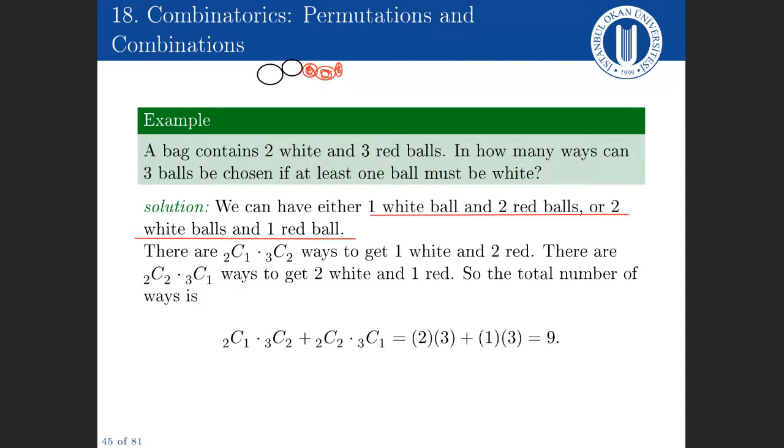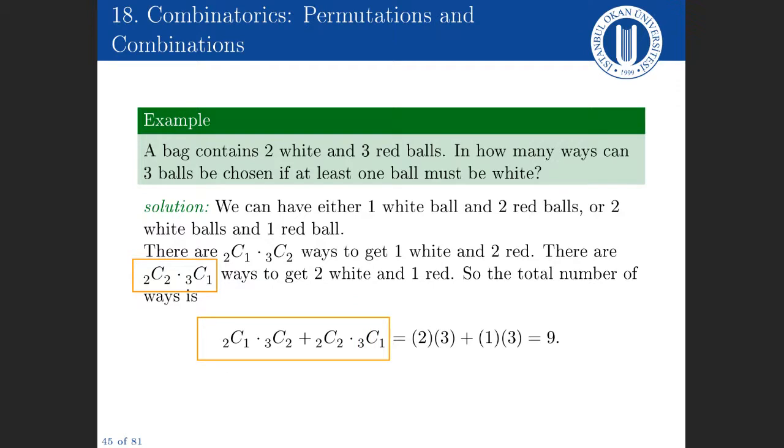How many different ways are there to get 1 white and 2 red? 2 choose 1 to get 1 white, and 3 choose 2 to get 2 reds. How many different ways are there to get 2 white balls and 1 red ball? 2 choose 2 multiplied by 3 choose 1. And then we add these 2 numbers together. 2 choose 1, 3 choose 2, plus 2 choose 2, 3 choose 1. And I'll leave it for you to check that the answer is 9.